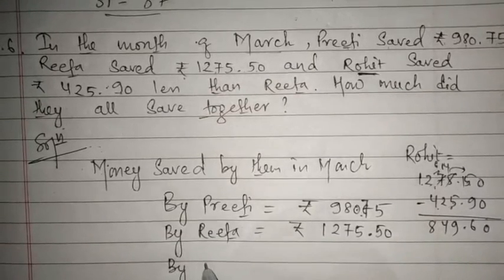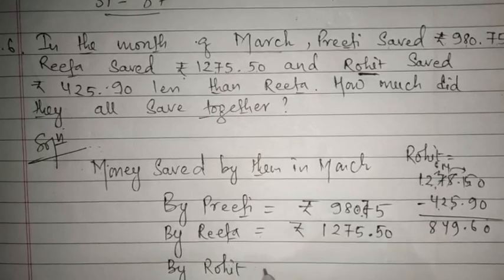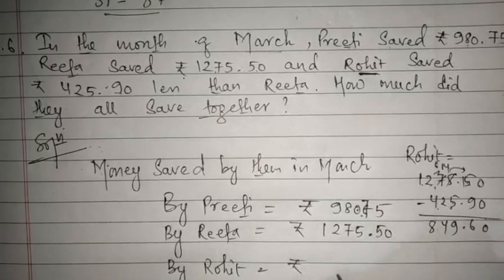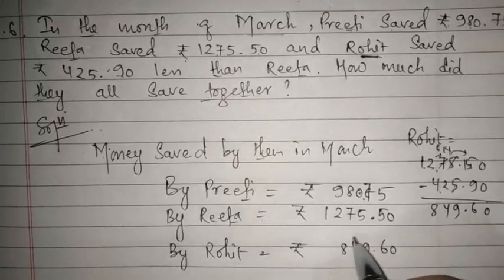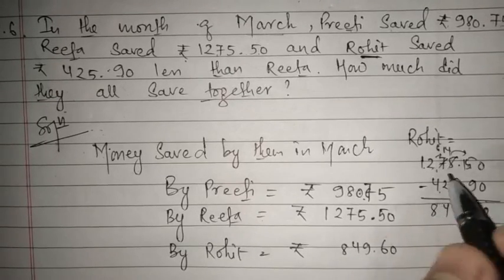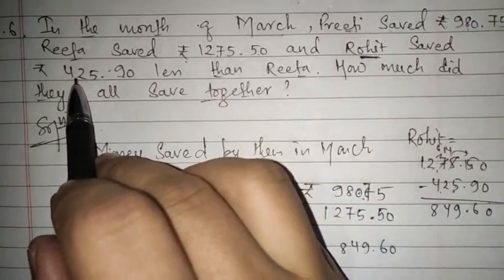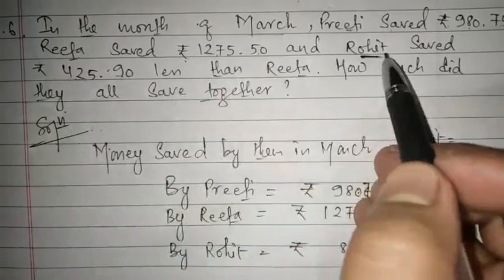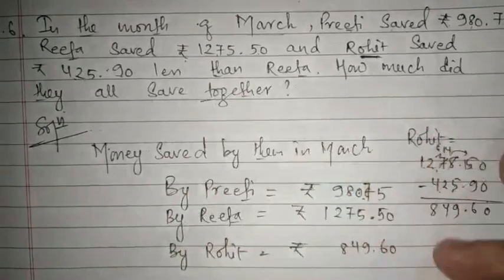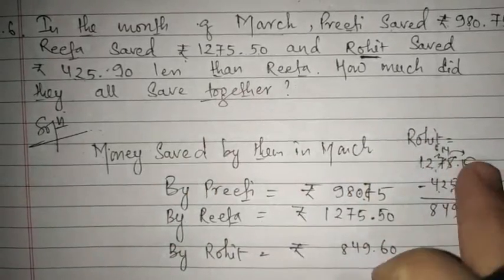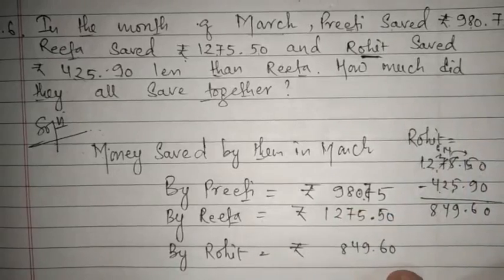So by Rohit, how much money was saved? 849.60. This much amount of money was saved by Rohit. As in the question, the direct amount is not mentioned for Rohit. They said that Rohit saved rupees this much less than Rita. That means we have to do a subtraction in rough, then we will write the amount here.